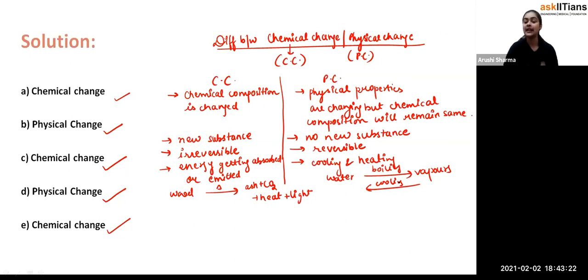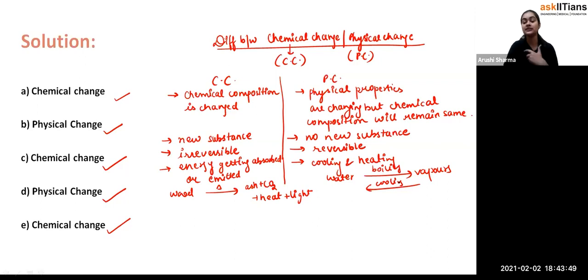Okay. In the chemical changes, the chemical composition is going to be changed, and in the physical changes, the physical properties will change, but the chemical composition will remain the same. And see, student, it's not that in the physical changes only the state or the shape is changing. We have found that usually the physical changes are reversible, but not all of them are reversible. Okay.